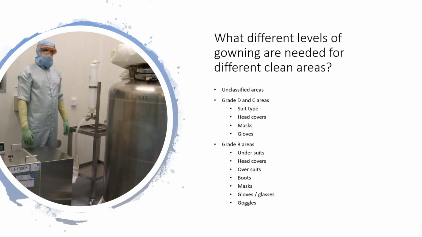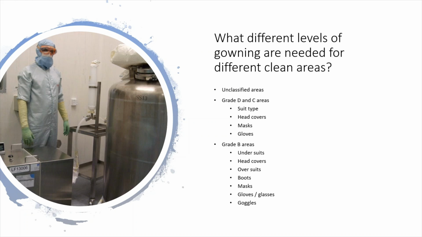Now, gowning requirements will differ for different areas. So there are going to be differences for going through unclassified areas and then for grade D and grade C areas. Now, with unclassified areas, that still requires a level of gown change. So the revised EU GMP Annex 1 clearly states that to enter a grade C clean room, you cannot do so wearing any form of outdoor clothing. So an initial change in an unclassified area or a grade D area is required in order to meet regulatory compliance expectations for entering a grade C area.